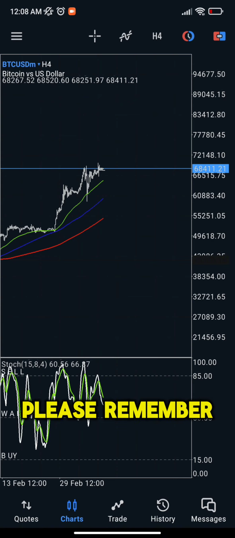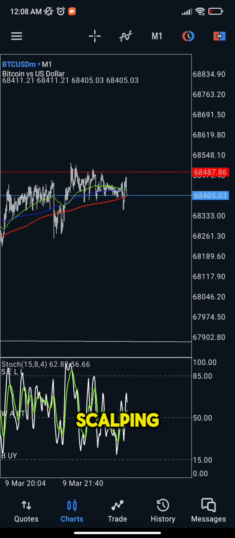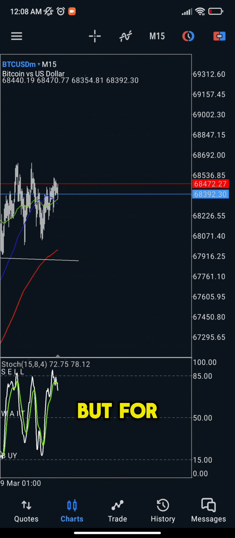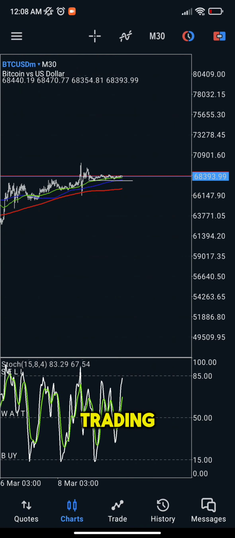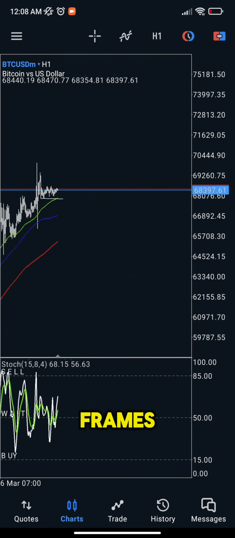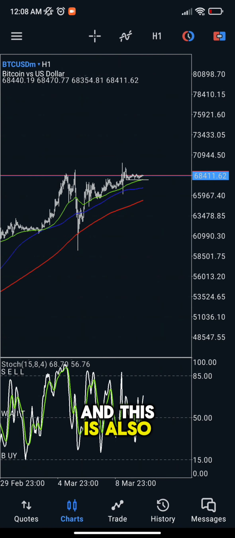All right, please remember that this is very good for scalping. It's also good for swing trades, but for better entries or more accurate entries, please always conduct your trading on the smaller time frames because you will have better results, and this is also good for backtesting.